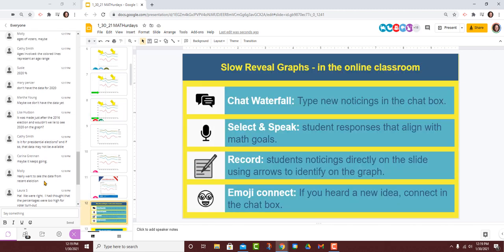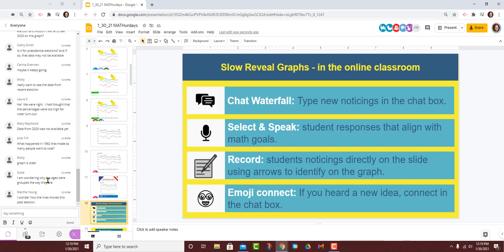The Emoji Connect, I actually get a lot more participation with my middle school students with the emojis. It's like they just can't stop putting them in the chat box. And what that tells me is that they want a voice, they want a chance to share their thinking, and they're in front of their computers and they're ready to engage. So those are some of the things that I like to bring into the virtual world.